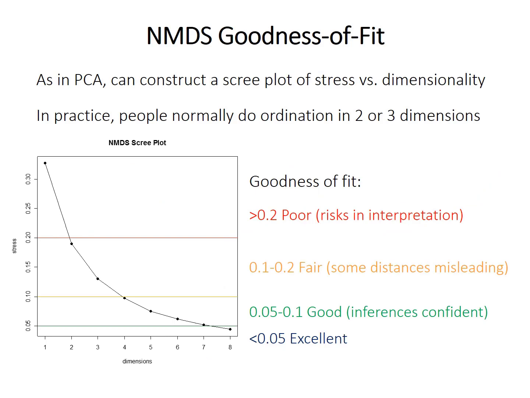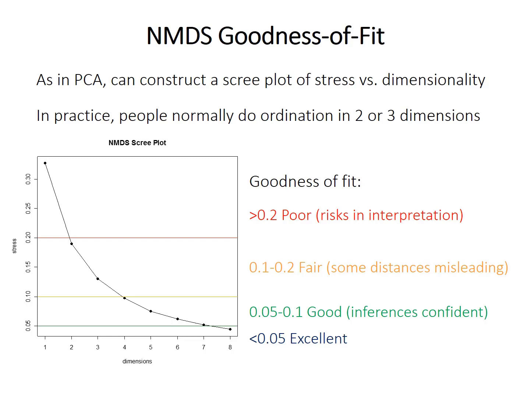Well, it's possible, although a little difficult in R, to create a scree plot that shows stress versus number of dimensions. But in practice, people pretty much just do the ordination in 2 or 3 dimensions because it gets a little unwieldy to look at more. But you should, at least if you're doing that, make sure that the fit is somewhat reasonable in the 2 dimensions or the 3 dimensions that you're looking at.